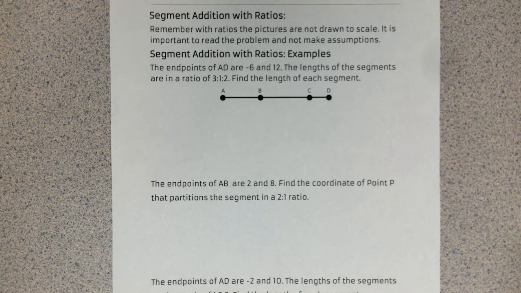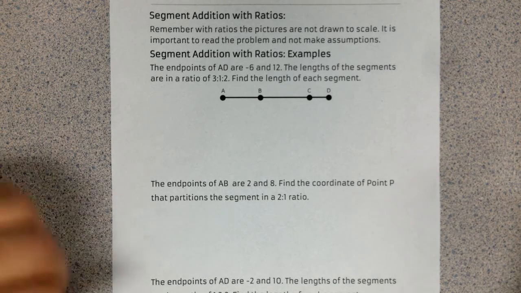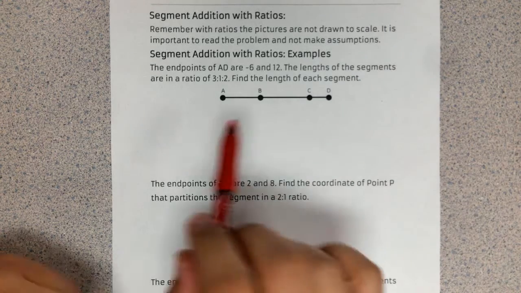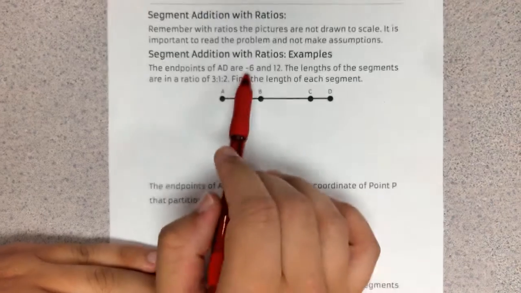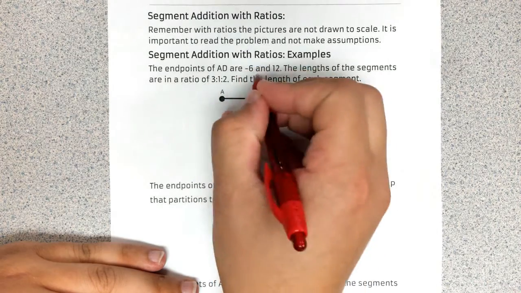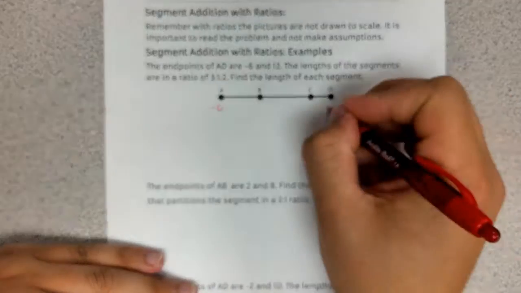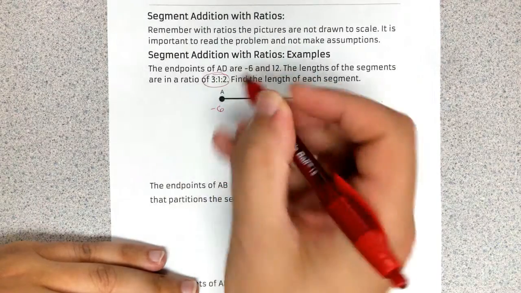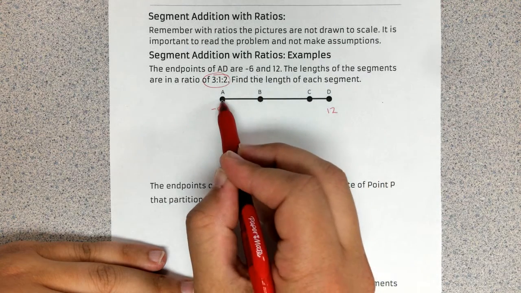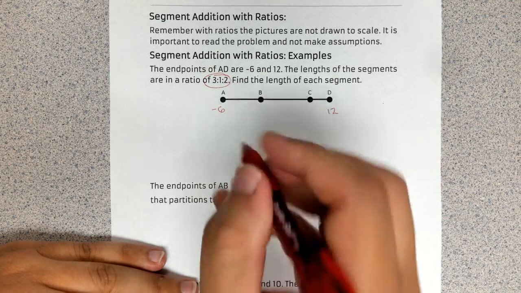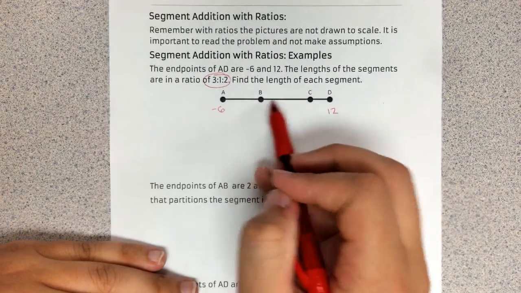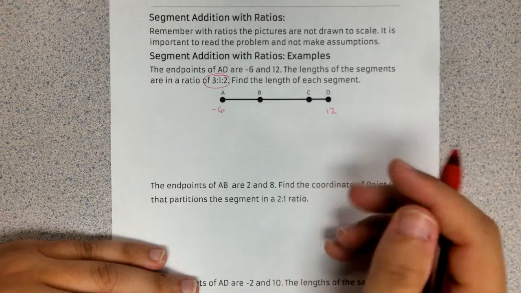So in our first one here, the important thing to notice is that pictures are not drawn to scale, so do not assume that they are correctly drawn. All right? In this first one, we have a picture here, and notice that it says that A and D are going to be at -6 and 12. But notice that our ratio is 3:1:2, and AB is supposed to be our 3 part of the ratio, but it's much smaller than our 1 part. So notice the picture is not drawn to scale.